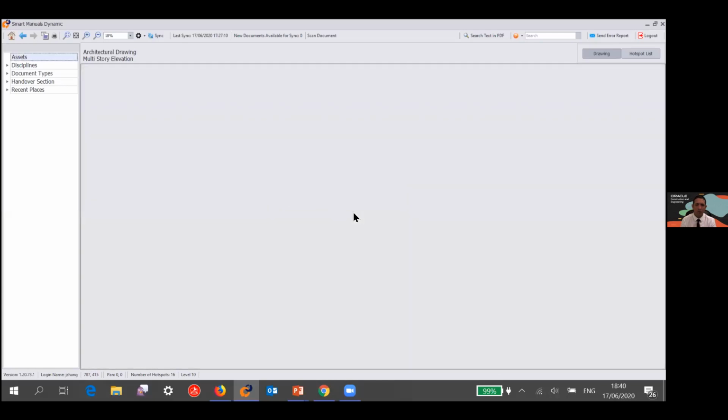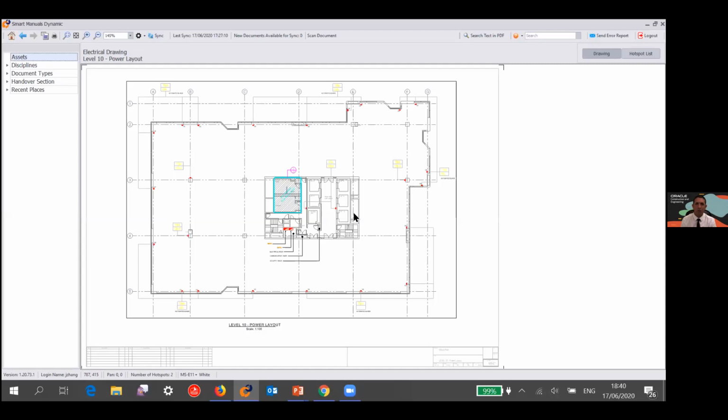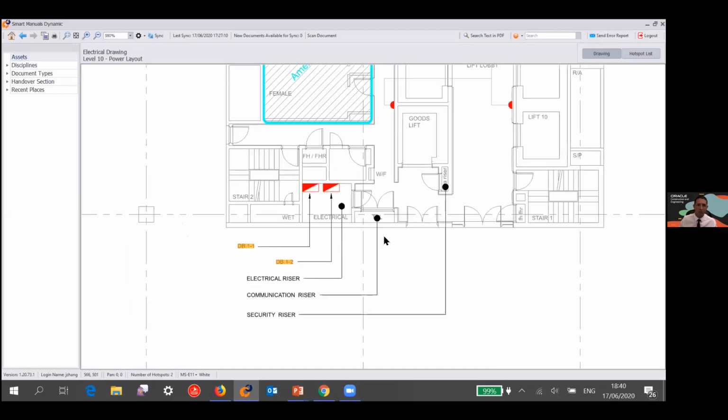So the system opens the level 10 drawings. We can zoom into it, as you can see. Let's assume we were looking at a DB board. We want to know what's going on here. The system now gives you the various information that you require.